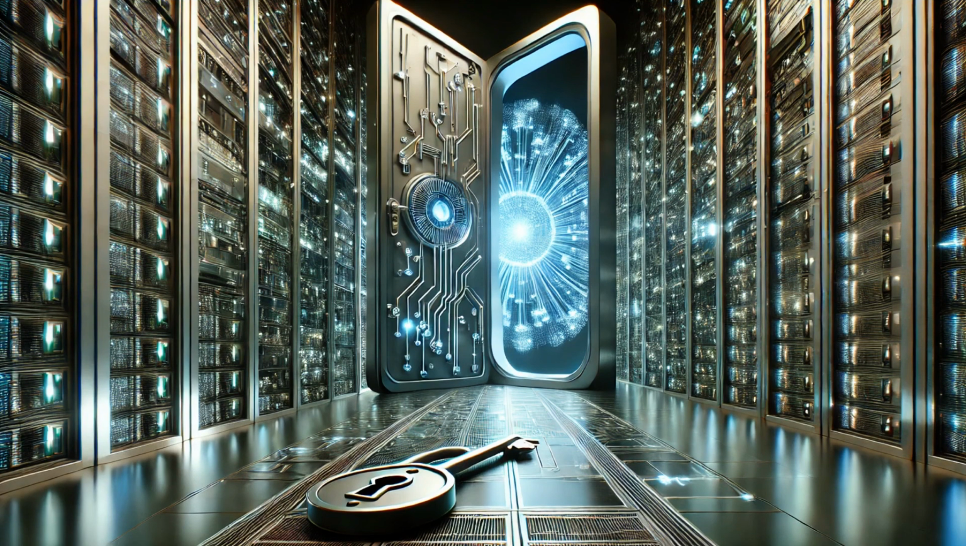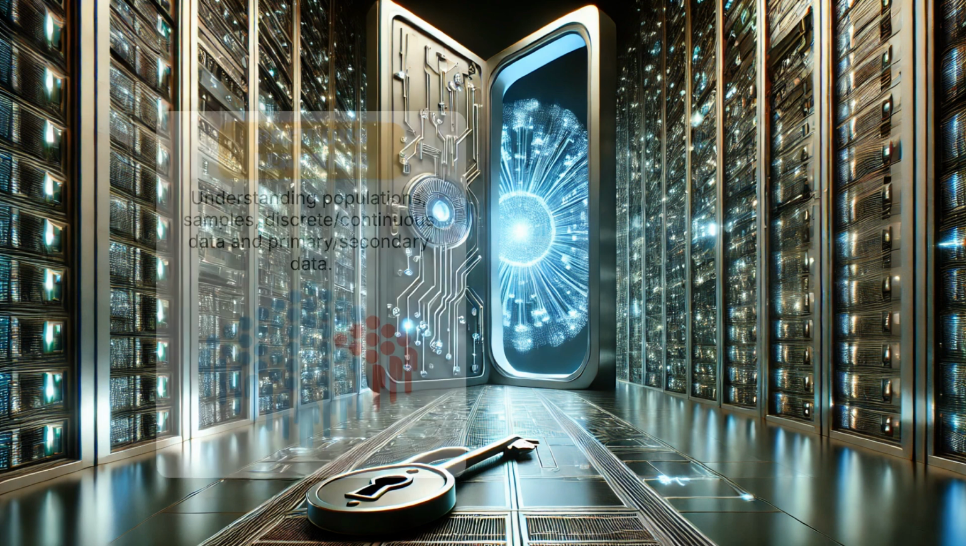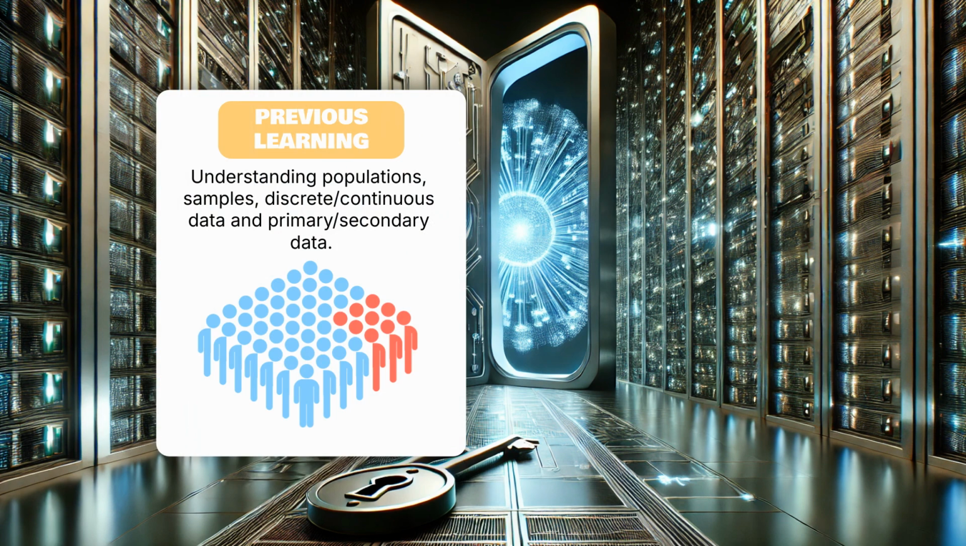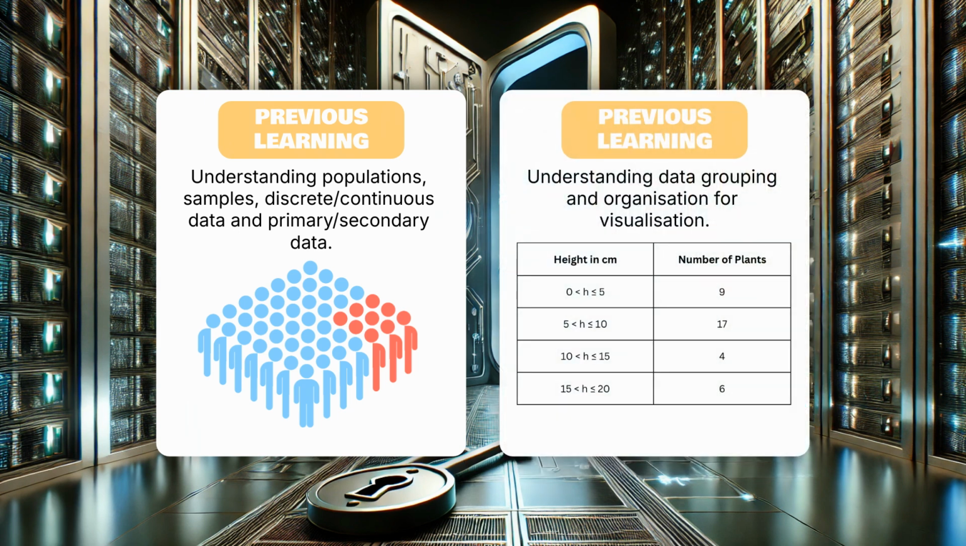Before we dive in, let's briefly recap what we have covered so far. You've learned about key data terminology such as population, sample, discrete, and continuous data, as well as primary and secondary data. You've also mastered how to group and organize data and how to visualize it using tools like frequency tables, time series graphs, pictograms, bar charts, histograms, pie charts, scatter graphs, and cumulative frequency graphs. We can now introduce the mean.